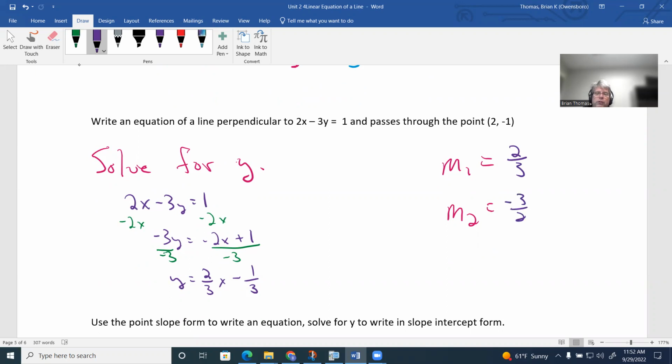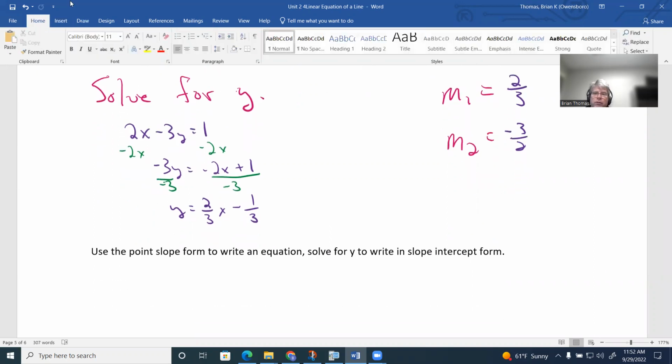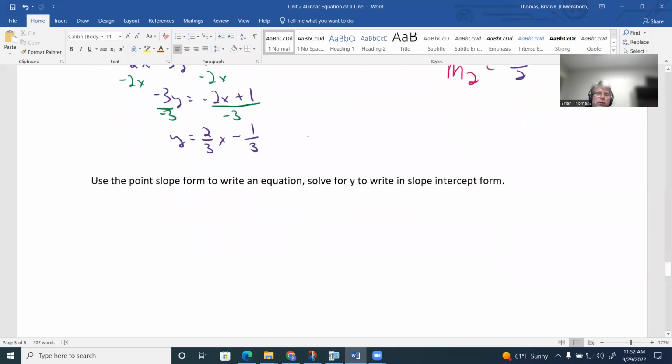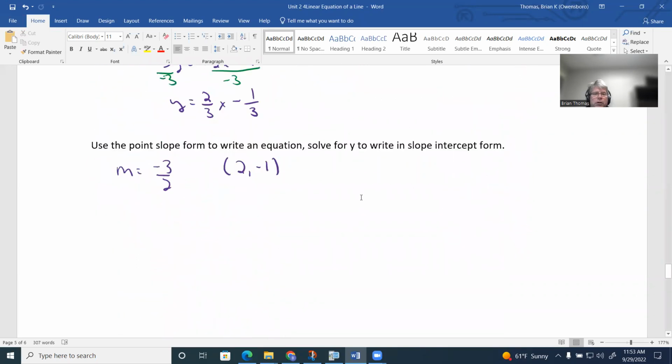Okay. So now what we can do is we have this point. The point given was 2, -1. So the slope we know now is this -3/2, and a point we know is 2, -1. So by using that information, we can create an equation of a line. And we're going to put this one in slope-intercept form. So first off, since 2, -1 does not represent a y-intercept, we have to use the point-slope form.